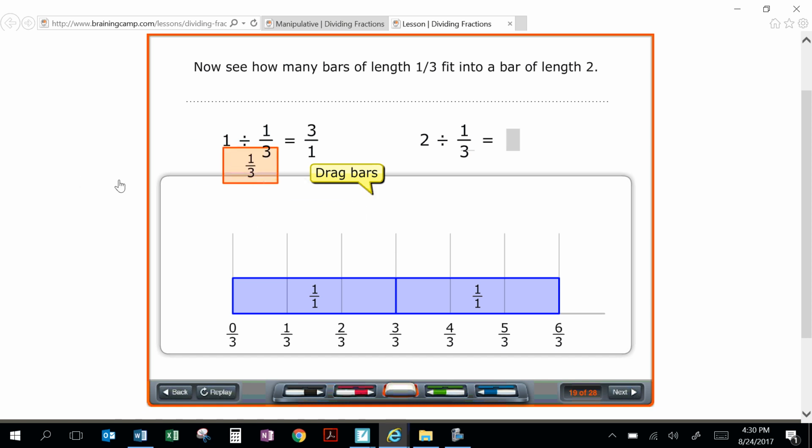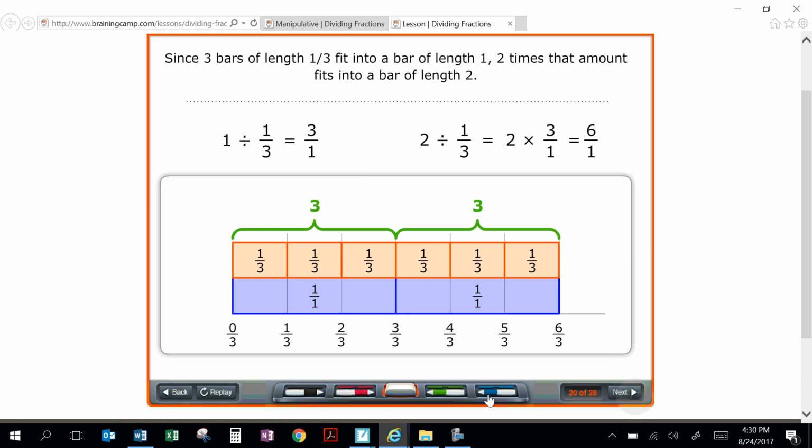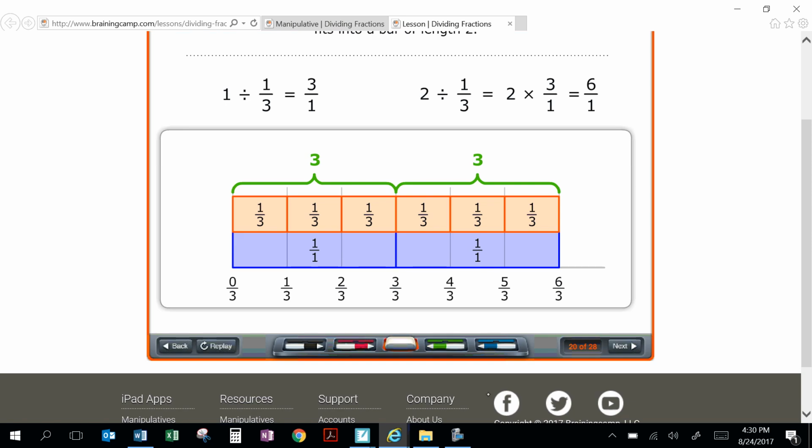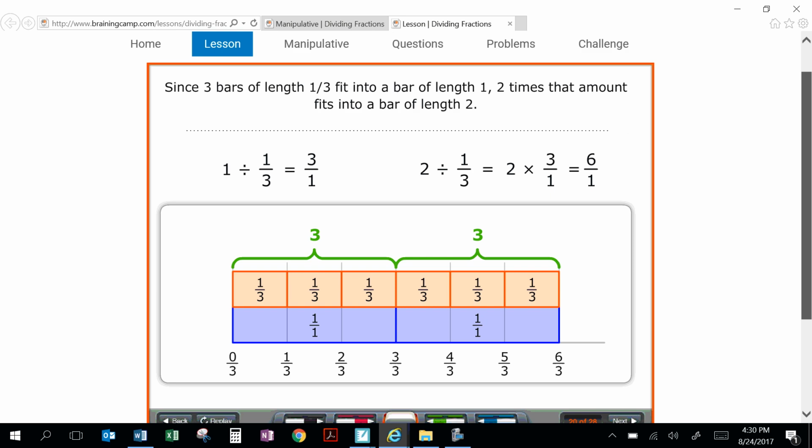If one whole divided by 1/3 is 3 over 1, what do you think this is going to be? How many? 3, so let's see. 1 group, 2 groups, 3 groups, 4 groups, 5 groups, and 6 groups. Since 3 bars of length 1/3 fit into a bar of length 1, 2 times that amount fits into a bar of length 2. So they did the reciprocal of 1/3 to 3/1, and they multiplied it by 2 and got 6/1.